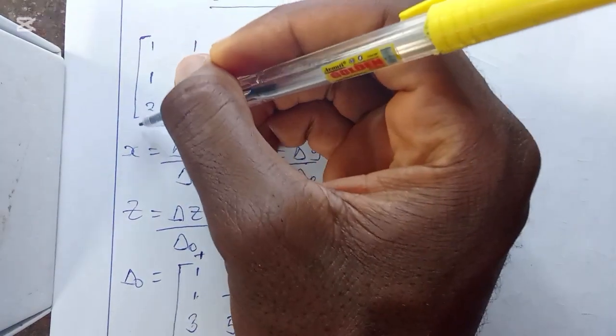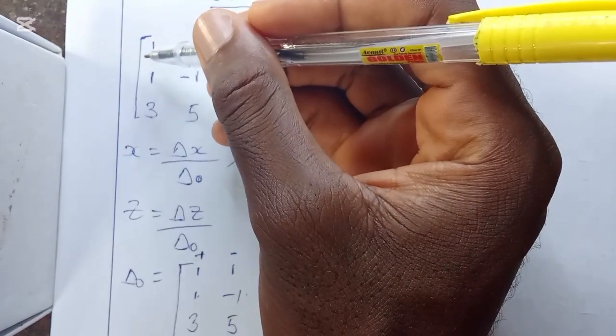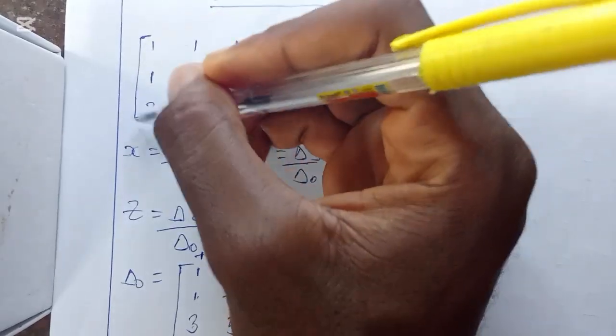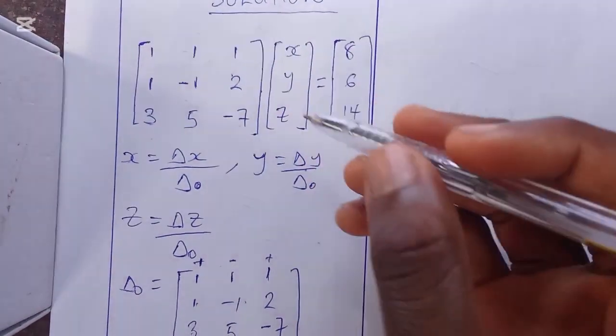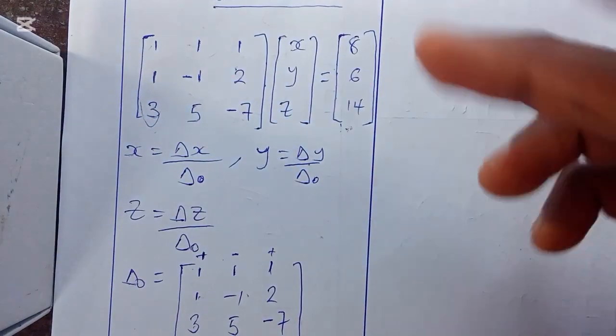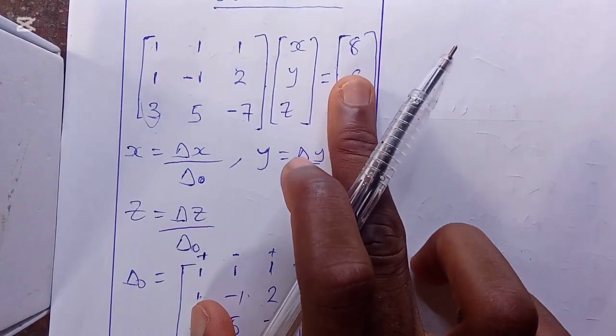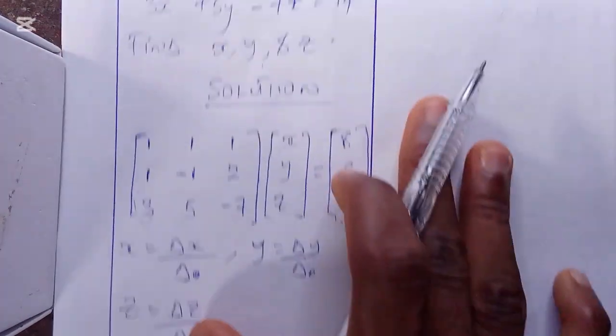This column here belongs to x. This x column, this y column, and this z column. So to get to x, eliminate the x column and replace it with our right hand side there. So meaning our matrix now will change to this.